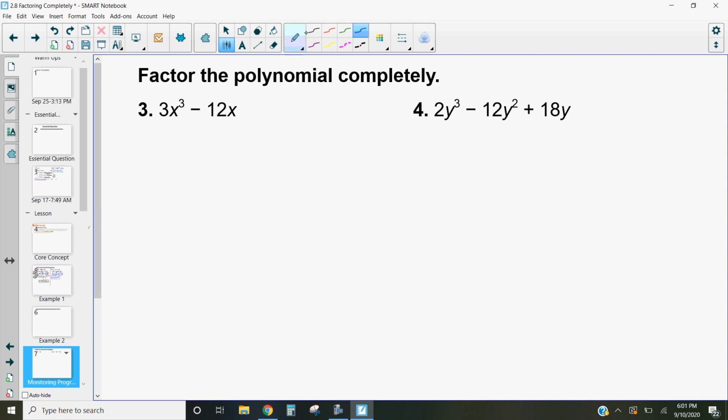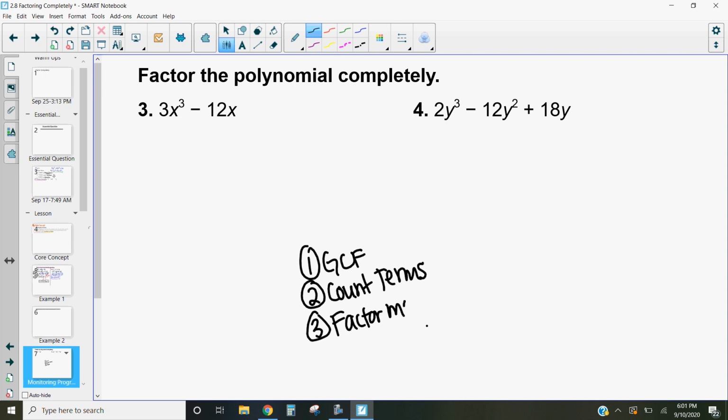We're going to do those same things again. Remember, our rules here are our greatest common factor, count your terms, and then can I factor anything else? Can I factor more? So let's take a look here at this first one. I'm going to factor out a 3x, and that's going to leave me with an x squared minus 4. This is a monomial, so it doesn't factor anymore.